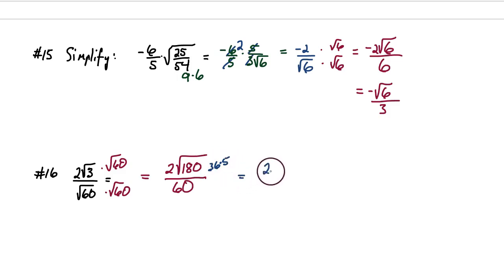So now we have 2 times 6 square root of 5 all over the 60. Let's do some reducing. The 6 and the 60 reduce to 1 over 10. You know what? We can even reduce the 2 over 10. The 2 over 10 reduces to 1 over 5. It looks like we have the square root of 5 all over 5.